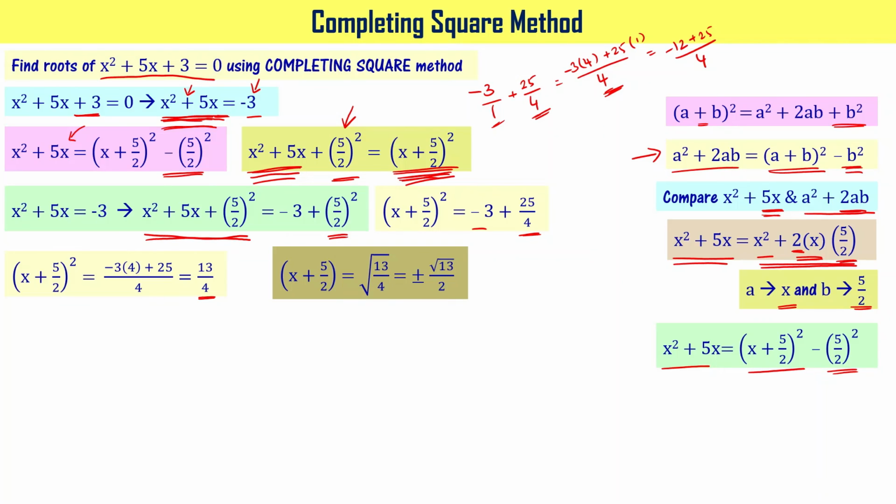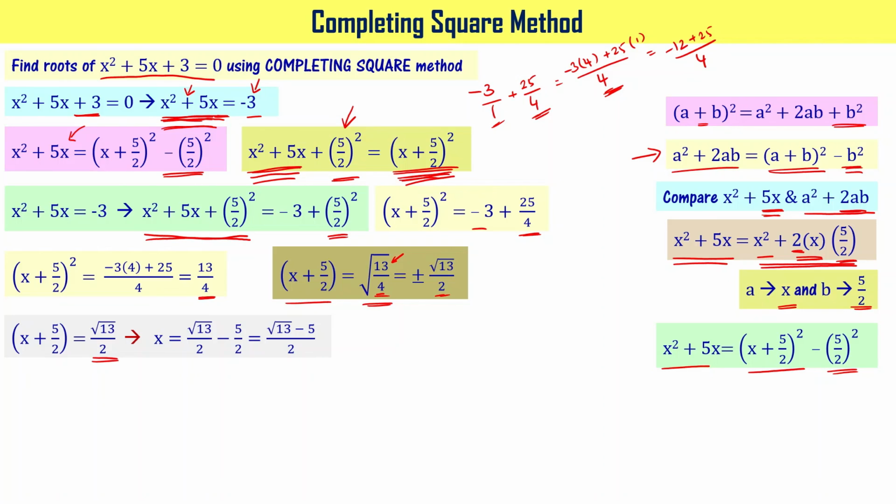That can be written as x + 5/2 equal to square root of 13/4, right? 13 is a prime number. That's why I'm writing it as square root of 13 only, and square root of 4 is 2, right? That's why we have x + 5/2 equal to plus or minus square root of 13 divided by 2. Now, I can write it as x + 5/2 equal to square root of 13 by 2.